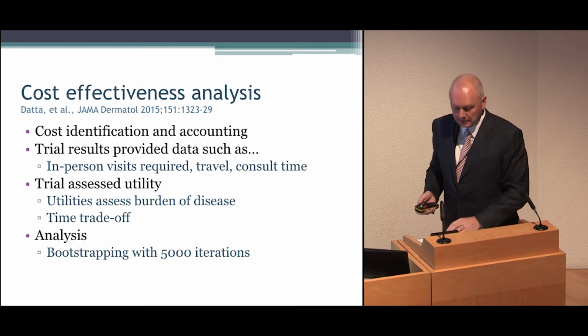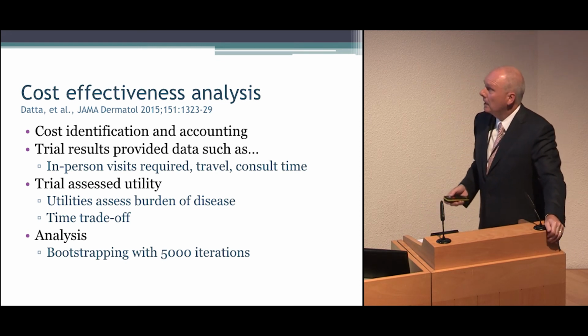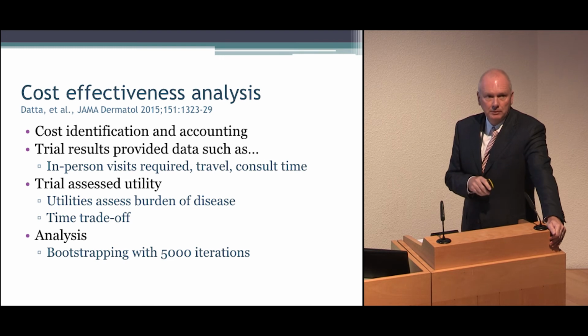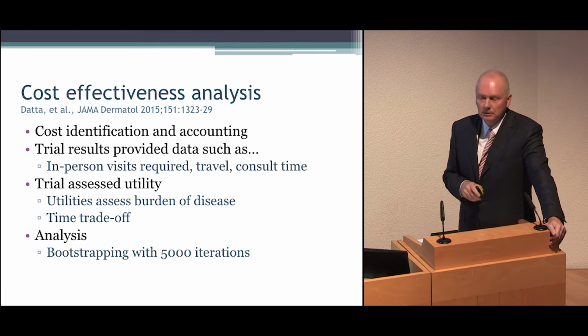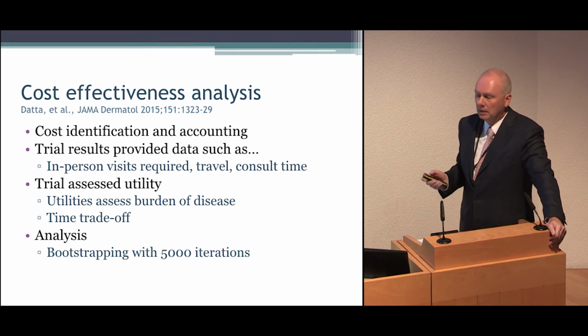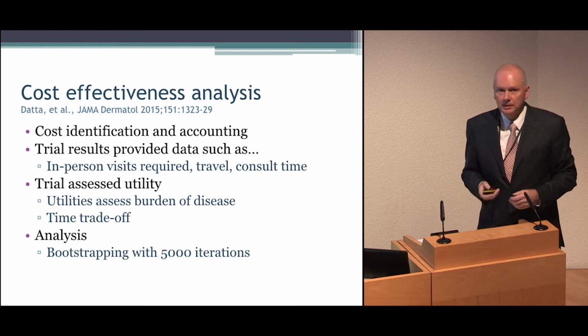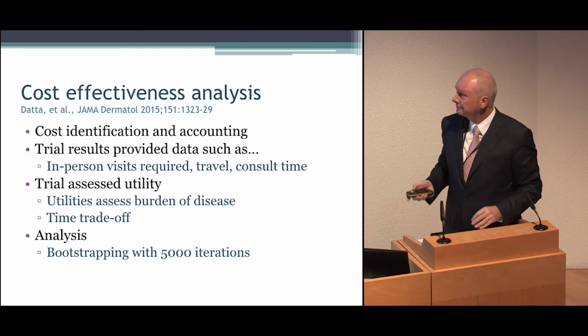So again, we did cost identification and accounting. The trial results provided data such as in-person visits required, travel, consult time. And as I mentioned, we assessed utility. Utilities are an assessment of the burden of disease. The particular method that we used to assess utilities was the time trade-off method, which I'll talk about on the next slide. We analyzed the data with bootstrapping, which is a technique very similar to Monte Carlo simulation. And in this case, we did 5,000 iterations.